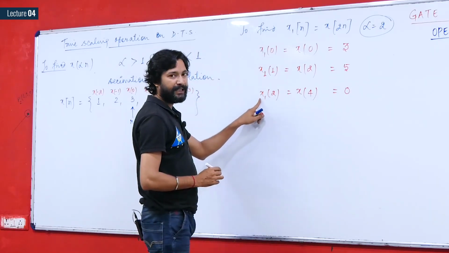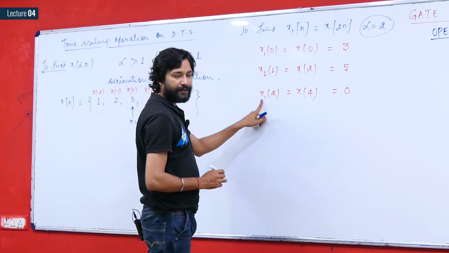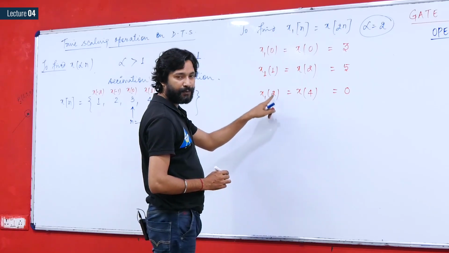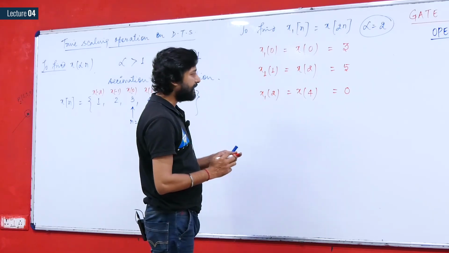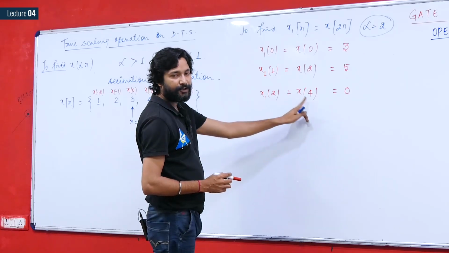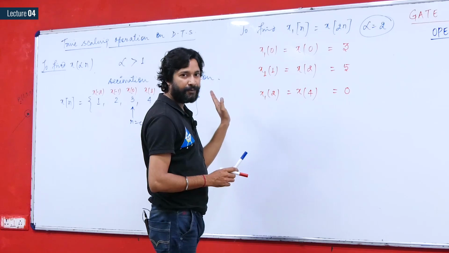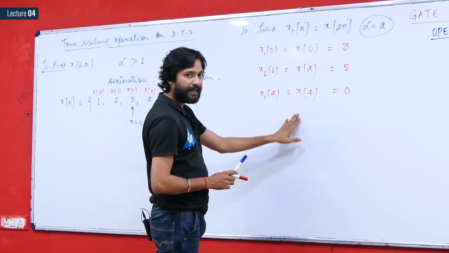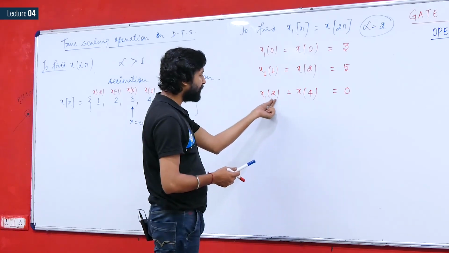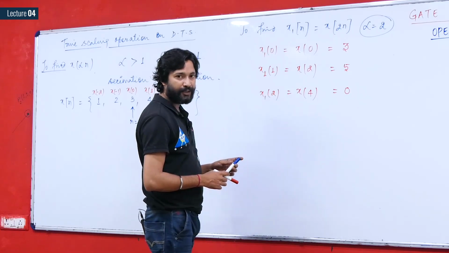Similarly, if you take the value of this signal x1 of n at n equals 3, 4 or 5, then again you will get x of 6, x of 8 or x of 10, and all of those values are 0 in this case. Therefore we don't need to take positive values after n equals 2.